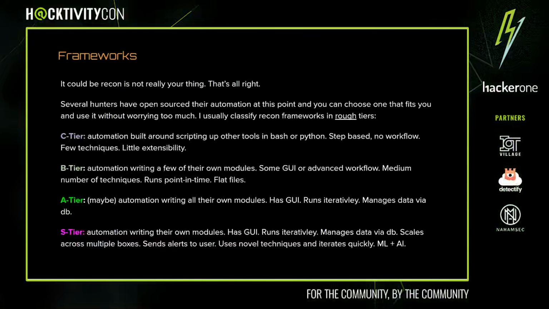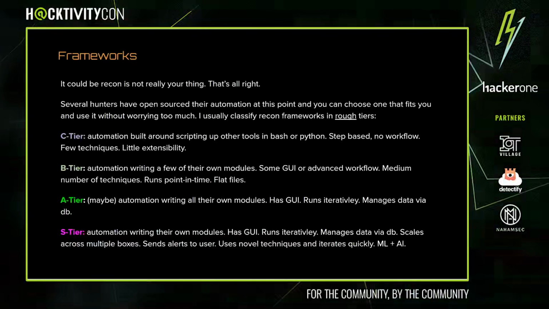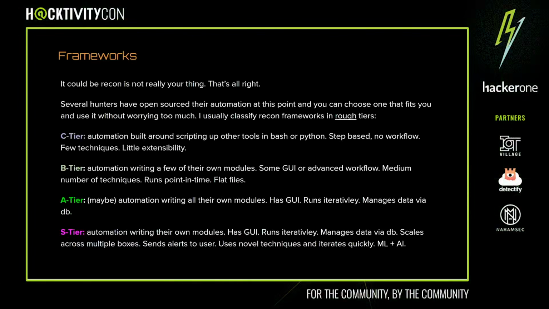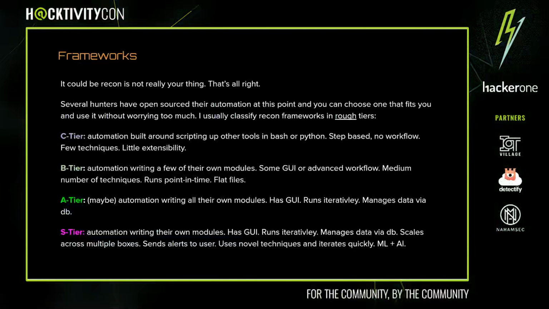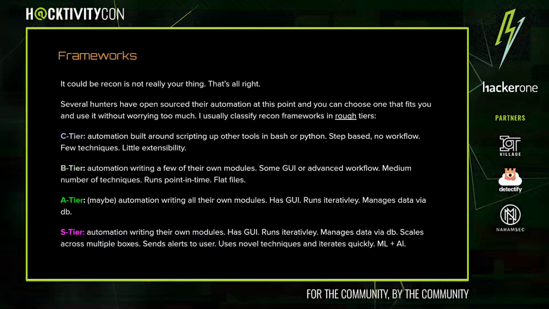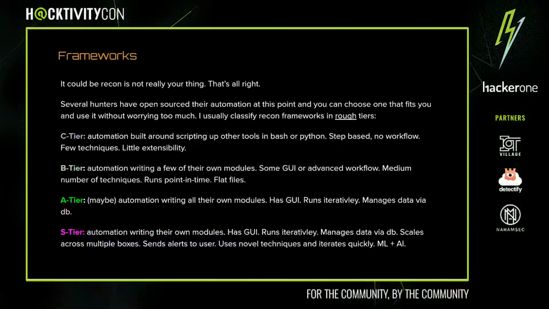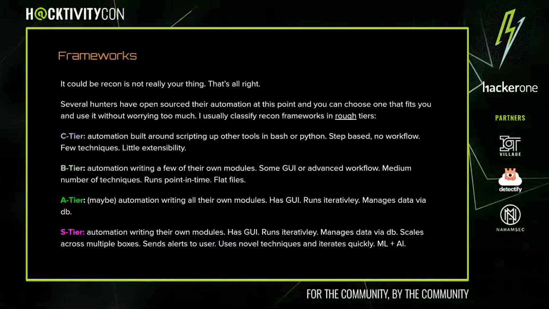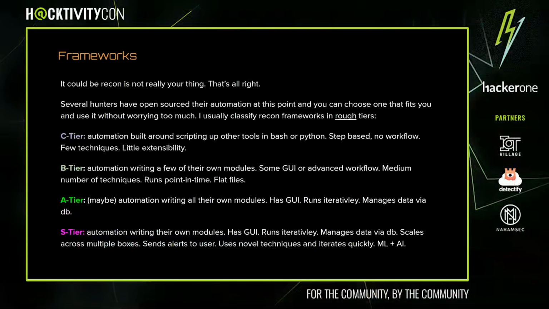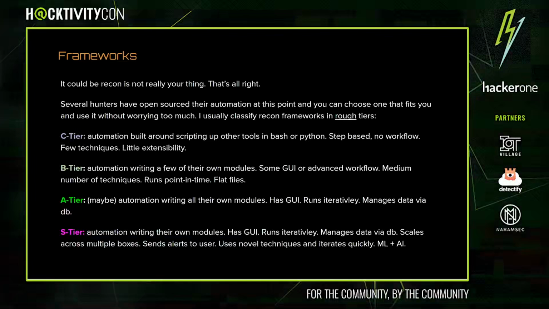So I put some functions that each thing would have. In a C tier, these frameworks are mostly building around other scripts and gluing them together in Python or Bash. They're step-based workflows. They only have a few techniques, maybe, and little extensibility in their output. B tier automation is automation. Maybe they're writing a few of their own modules. Maybe they have a GUI or some advanced workflow that makes the speed of the whole process lower. They have more techniques that they're using, but they still run point in time, and they probably still track everything in flat files. If they track anything at all, they could just be single shot tools.